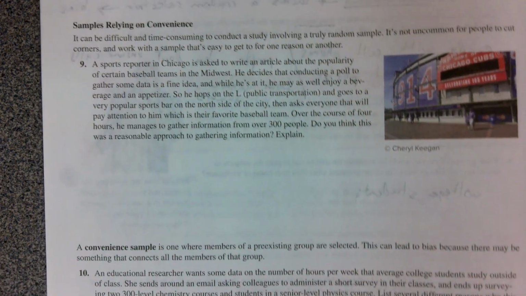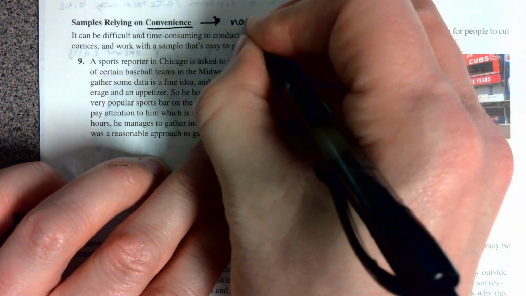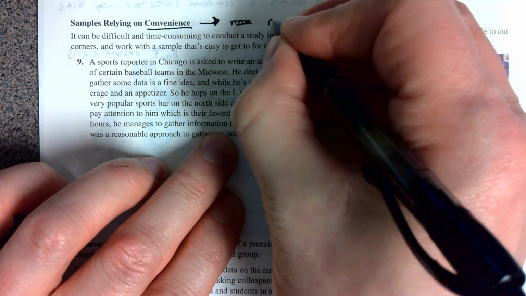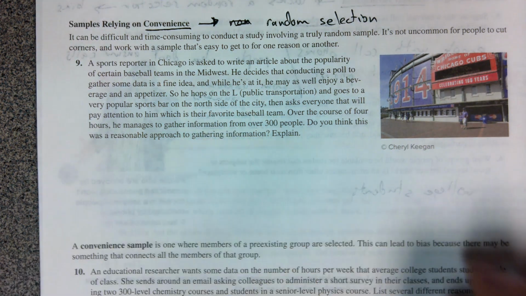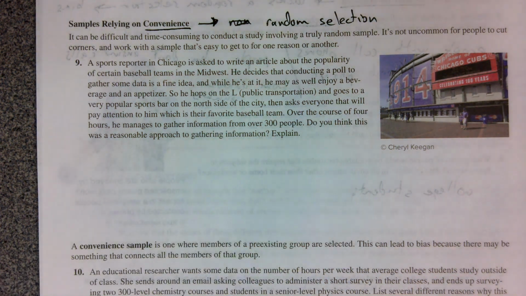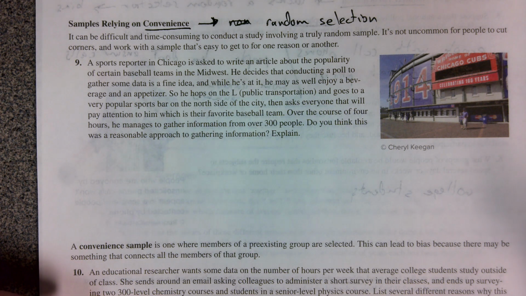A third type of issue with samples is when we rely on convenience. Again, as I've stated before, this is another type of non-randomness, so it lacks random selection. Here our author talks about someone trying to do a study on Midwest sports, and they go to a sports bar because they want to get a drink and eat some good food, and they talk to 300 people in the general vicinity. That's not random. They're at a sports bar, so they're going to get the opinions of people who are already into sports. There is no inference upon an entire population.